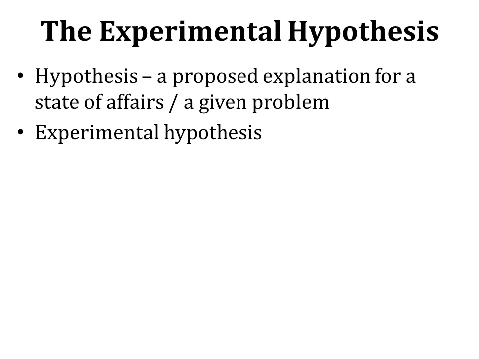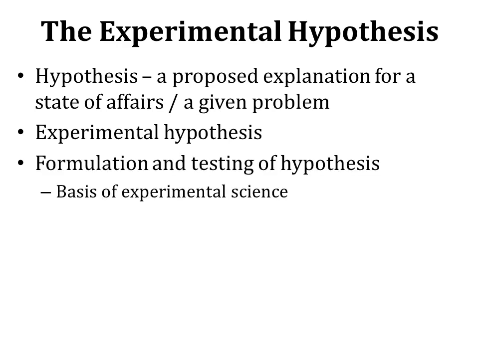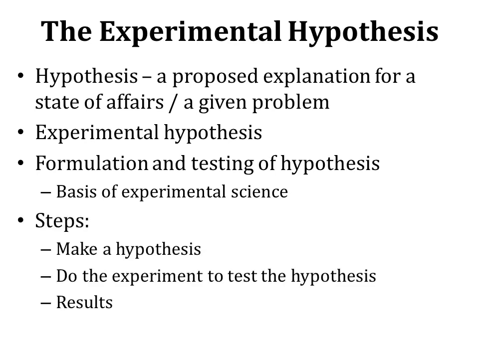And this experimental hypothesis testing, that is the basis of experimental science. So in experimental science, whenever you have a problem or whenever you try to sort out a phenomenon, you make a hypothesis and then you test that hypothesis. So these are the steps in experimental science, that first you make a hypothesis for a given state of affairs, for a given problem, and then you do the experiments to test the hypothesis, that if the hypothesis or the explanation that you have proposed is correct or not. And based on the results of those experiments, you get your results, whether your hypothesis was true or not.